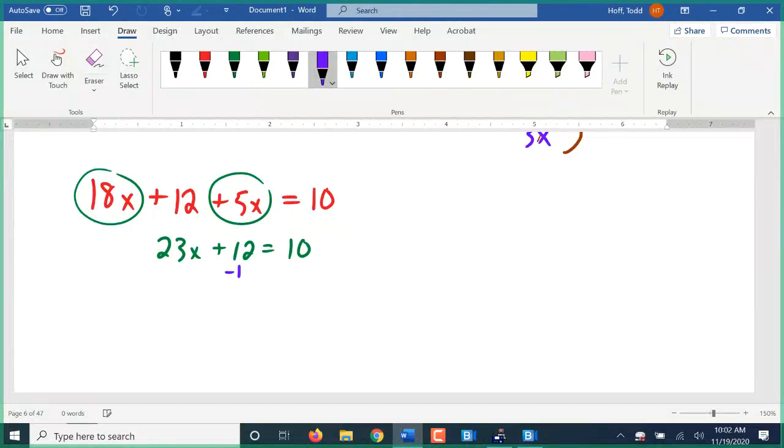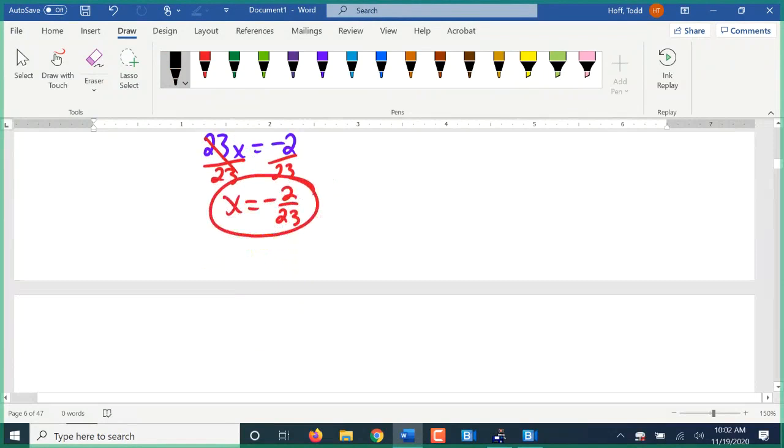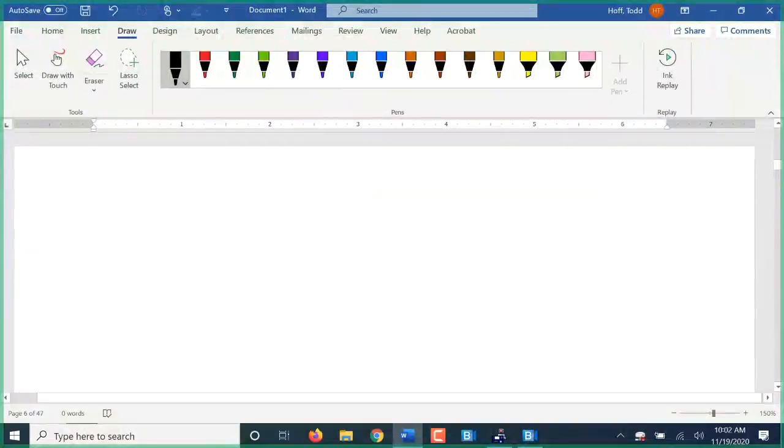We'll subtract 12. 23x equals negative 2. And of course, now we just have to divide by 23. X equals, well, rather than dividing that out, I'm just going to leave it as a negative 2/23. We might run into an example like this.